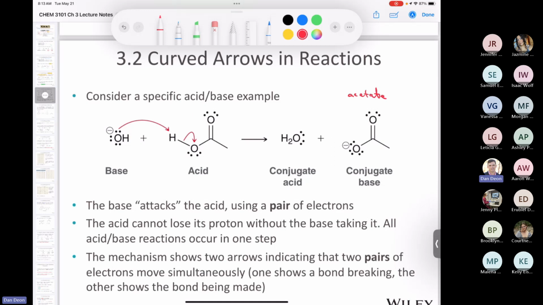So what's some of the vernacular that we use? We say the base attacks the acid. You heard me say that a couple of minutes ago using a pair of electrons. And it says the acid cannot lose a proton without a base taking it. Okay? You got to remember this.